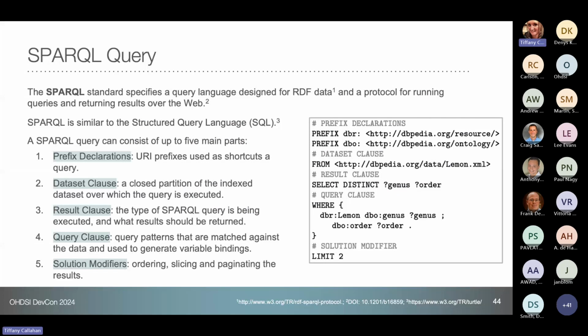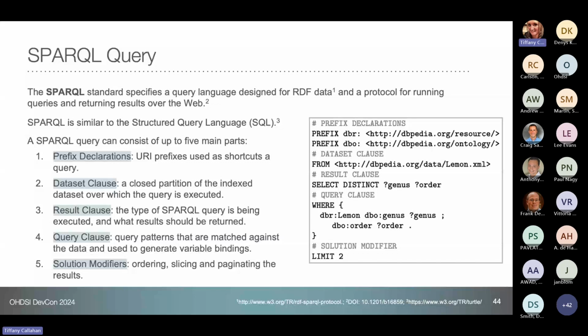A query can consist of up to 5 main parts. It has a prefix declaration, so these are URI prefixes that can be used for shortcuts later in the query. A dataset clause, so this is a closed partition of some indexed dataset over which you execute your query. The result clause, so that's the type of the query that's being executed and what result should be returned. Your query clause, so these are patterns that are matched against the data in your dataset. And then your solution modifier, which allows you to modify the returned data by placing constraints around the ordering or slicing of the results.